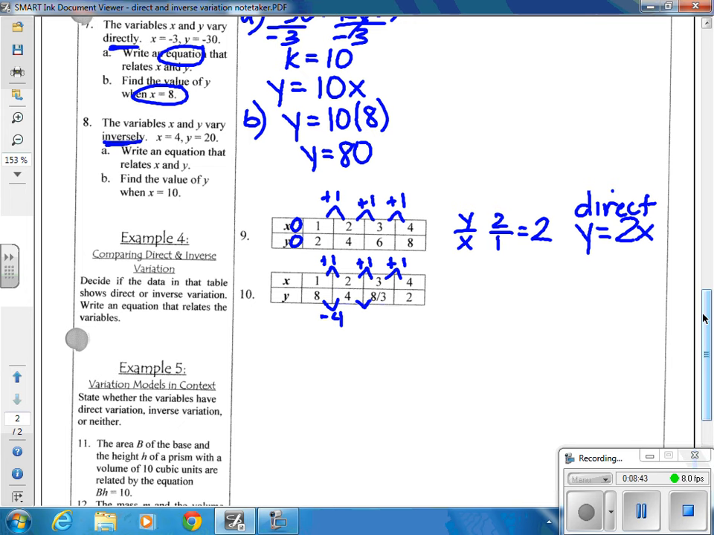So we want to be careful on how that works. What we want to figure out is what's happening to the x to get to the y. So we need to back up a second. We know the origin is not going to be in this problem at all. So just because the origin's not going to be there, we can already tell that it's going to be inverse.